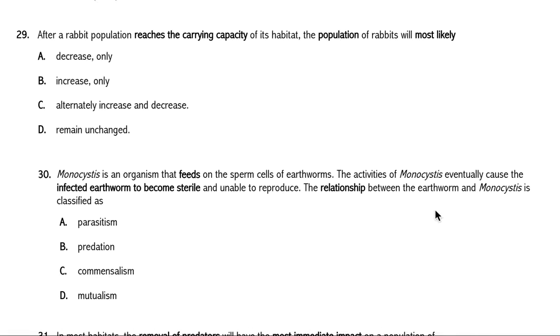Question 29. After a rabbit population reaches the carrying capacity of its habitat, the population of rabbits will most likely A, decrease only. B, increase only. C, alternately increase and decrease. D, remain unchanged.